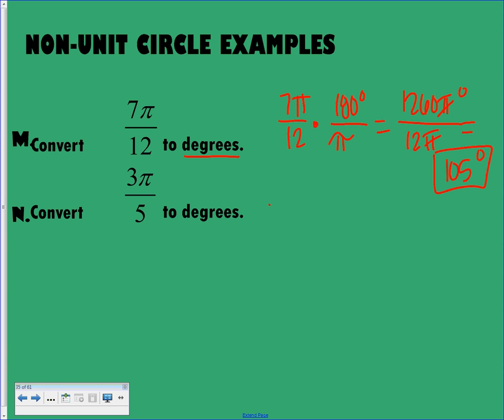Okay, we'll try N. We've got 3 pi over 5. Again, we're going to degrees, so I'll put 180 degrees on top over pi. Again, I'll multiply straight across, so I'll have 540 pi degrees over 5 pi. Again, my pi's cancel, which should be what I want. 480 over 5 should give me 108, and then my degrees stays.